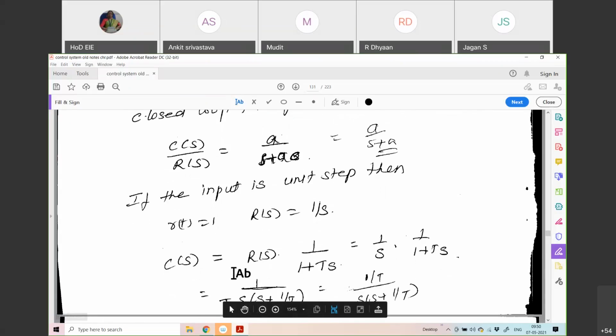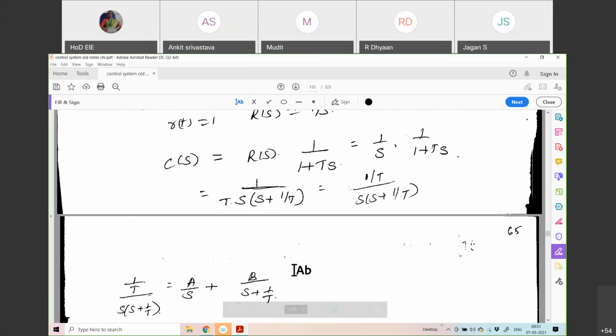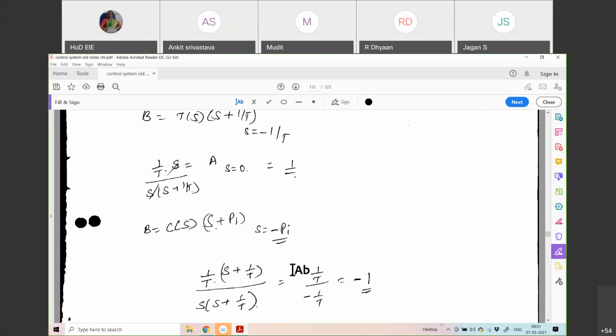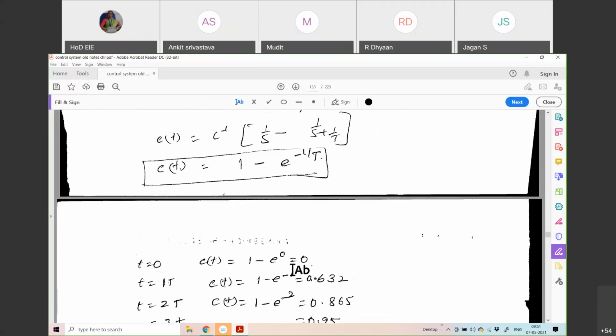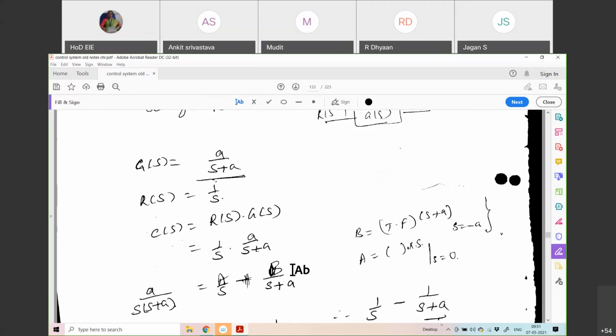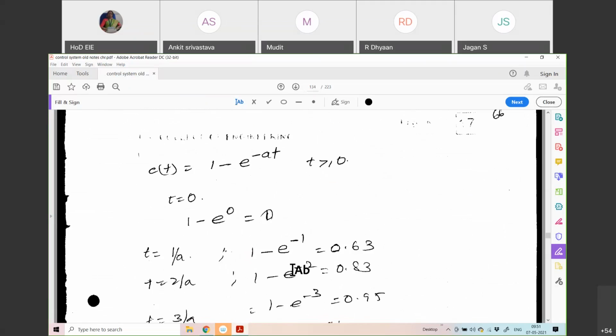Again, C of S is R of S into this, the unit ramp. So R of t should be t. R of S must be 1 by S square. Then your function should be 1 by S square into 1 by 1 plus T of S. So apply partial fractions and simplify. Whatever you get, that would be your ramp response. So response of anything, you can get it by finding R of S of that and substituting it there.